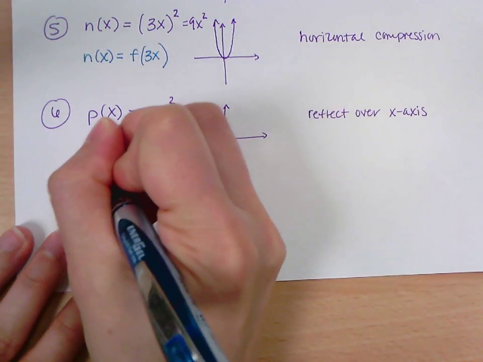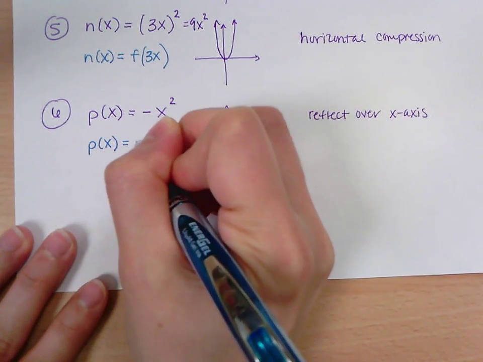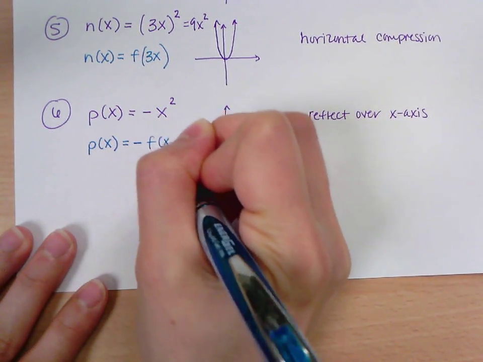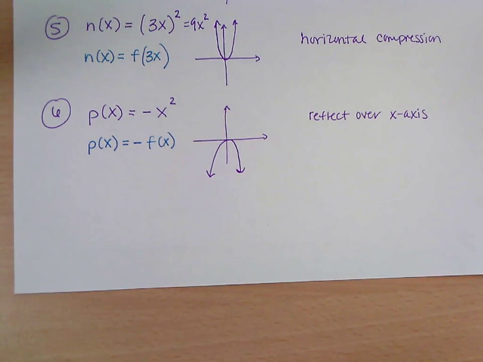So if it's written this way, it's a little easier to see maybe. The opposite of f of x is the way I could write that. So it's showing that now all of the y values are opposite, and if the y values are opposite, that is a reflection over the x-axis.